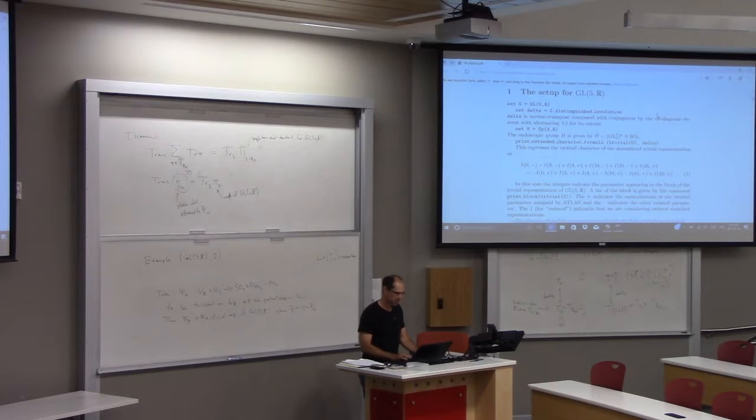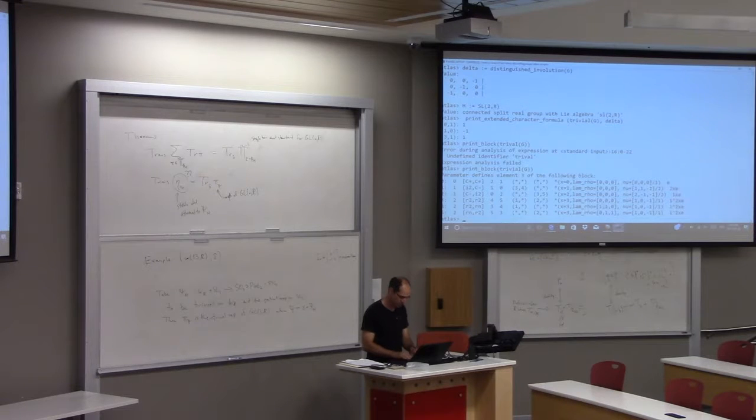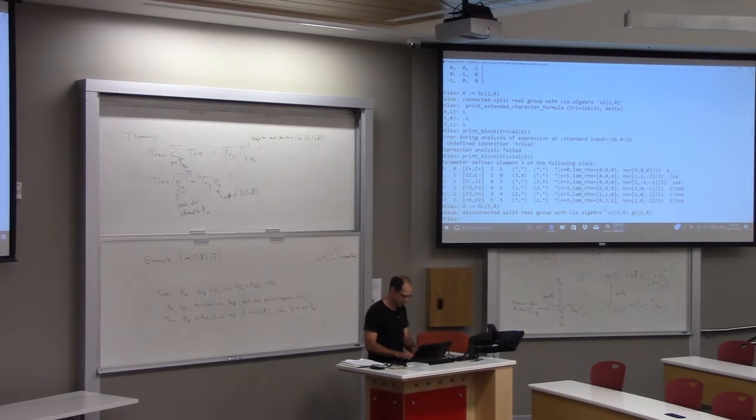So let's see. We've got GL5, and delta is the distinguished involution as before, and H is Sp4R in this case. And if we do print extended character formula, then what we get is something that looks like this. So just print it again, G equals GL5R, and delta distinguished involution.